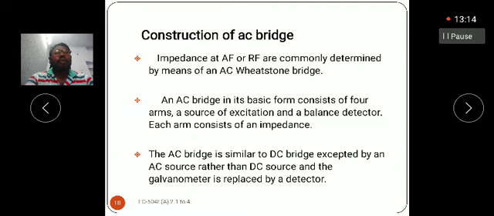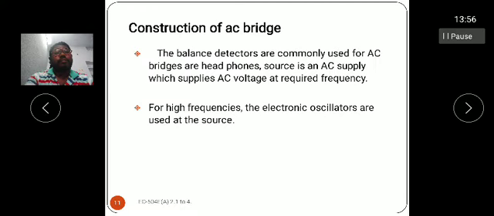The AC bridge is similar to the DC bridge except that it is excited by an AC source rather than a DC source, and the galvanometer is replaced by a detector. That means in DC circuits we use the source in the form of DC. In AC bridges, the applied source is in the form of AC. The response in the DC circuit is direct current. The response in the AC circuit is alternating current. In DC bridges we use a galvanometer, and in AC bridges we use a detector. In this way we design the AC bridges as well as the DC bridge circuits.